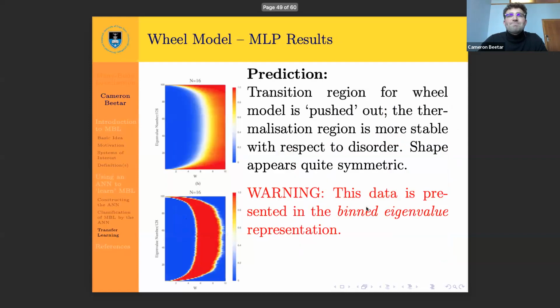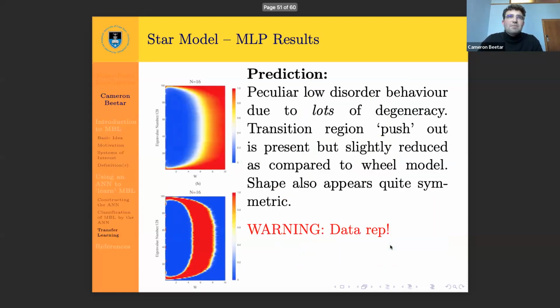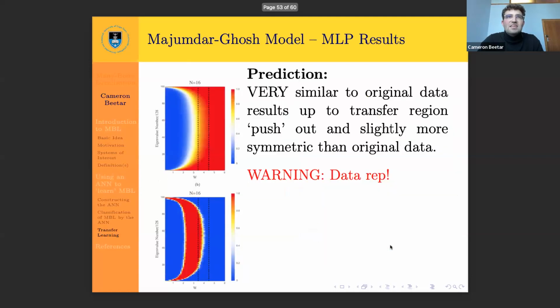So finally, let's talk about the Majumdar-Ghosh model. This model is the one that's most similar to the model we started with. The only difference is we've got additional connections to the next nearest neighbors. So what does the network predict about the Majumdar-Ghosh model? Well, in this case, previously the transition region was around 1.5 for the nearest neighbors only. For this Majumdar-Ghosh model, it's pushed out towards 3.